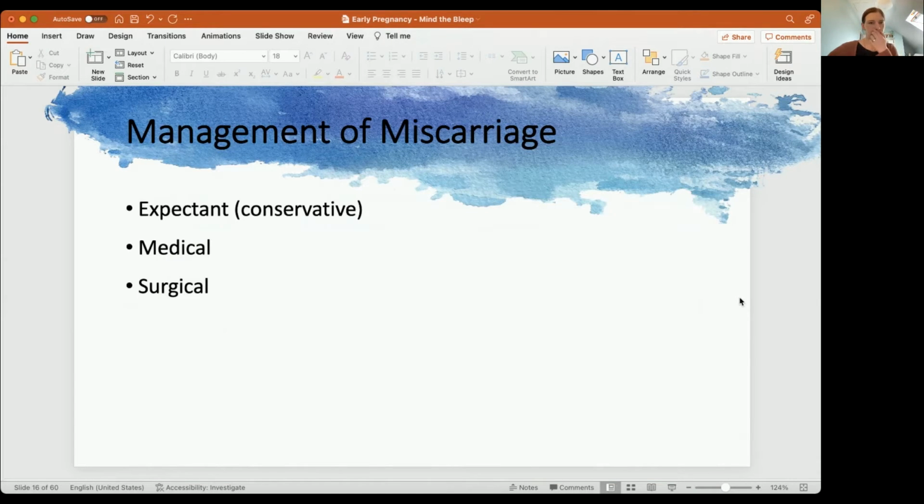Right. So how do we manage miscarriage? This is a bit more, when you're actually on the gynae rotation. I'm not going to do this in A&E or anything, but if you're on an obs and gynae rotation. So basically, like most things anyway, management is conservative, medical, or surgical.